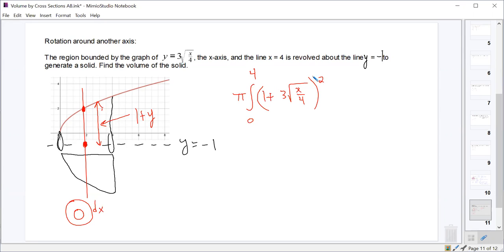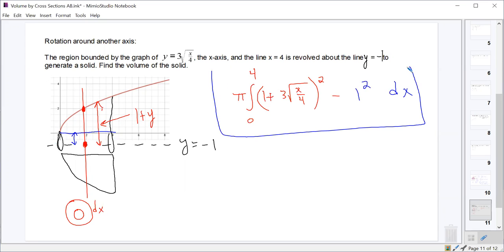And what is our inner radius? It should just be 1, right? Our inner radius is the distance from the line that we are revolving around to the bottom of our region, which is always 1. And this is how we would set up that integral to find that volume. Does that make sense to everybody? Any questions on that?